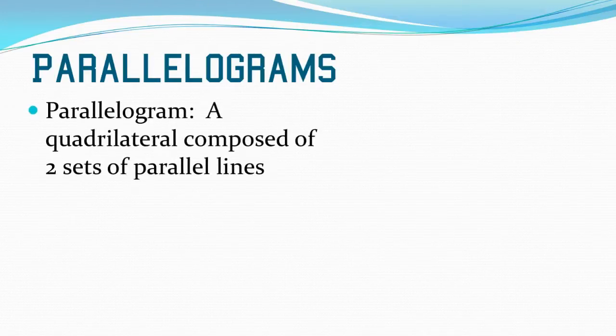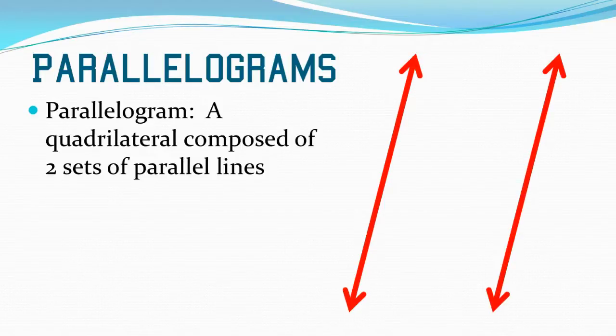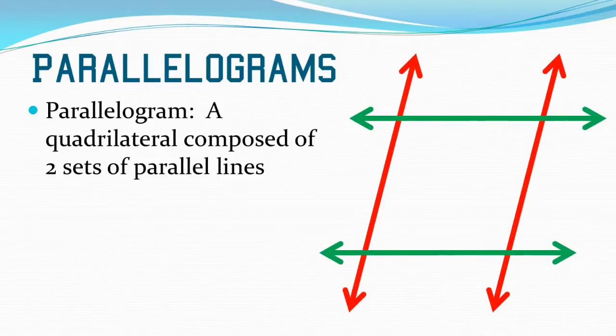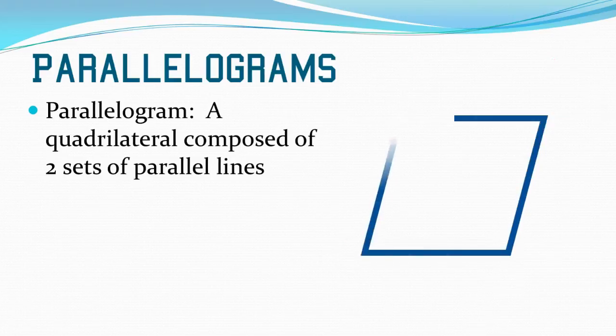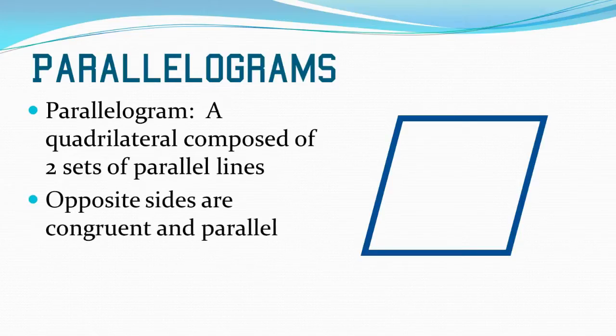A parallelogram is a quadrilateral that's composed of two sets of parallel lines. So we have one pair of parallel lines and another. They create a shape, a parallelogram. Because it's made of two sets of parallel lines, opposite sides are congruent and parallel. So not only do they never touch, if you extended those line segments in both directions, they're also the same size.